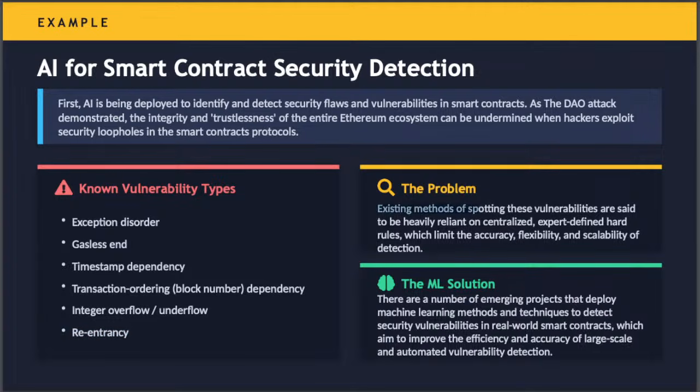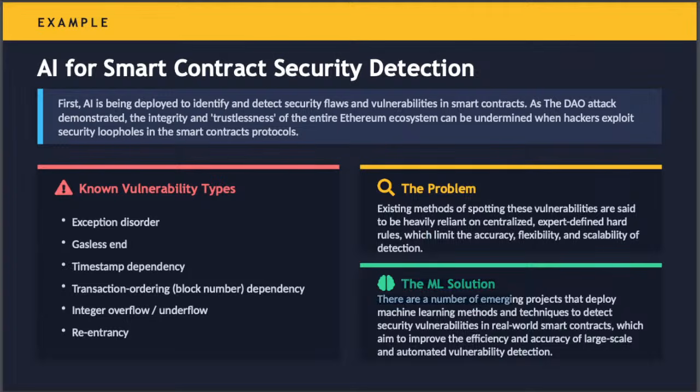The problem is the existing methods of spotting these vulnerabilities are said to be heavily reliant on centralized, expert-defined hard rules, which limit the accuracy, flexibility, and scalability of the detection. In other words, the machines really can't detect it. It requires a bit of human intuition, it seems.